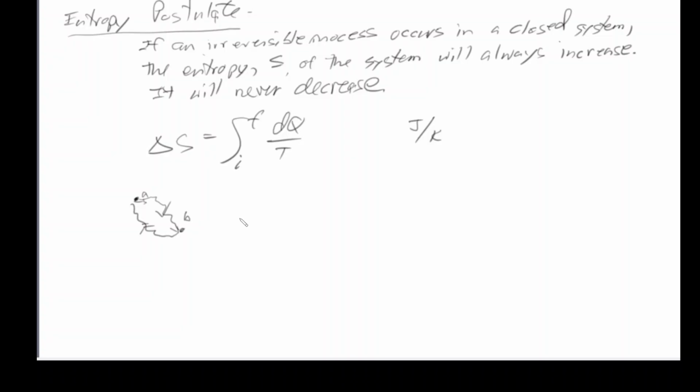That's because the entropy only depends upon the initial and final states, not the path between them. Since entropy only depends upon the initial and final states, the change of entropy will be the same as with the irreversible process, and then we can use the equation delta S is equal to Q over T. And that's for an isothermal process.